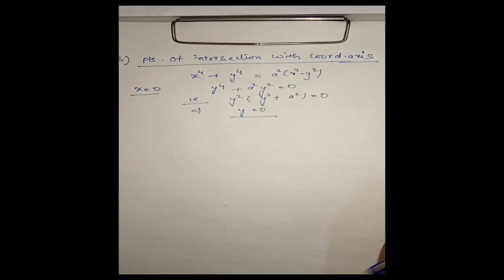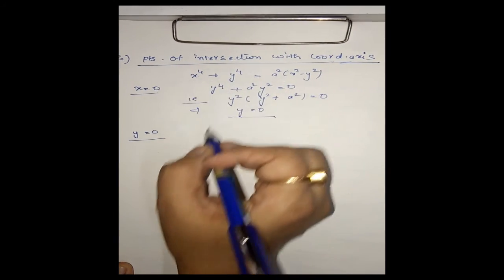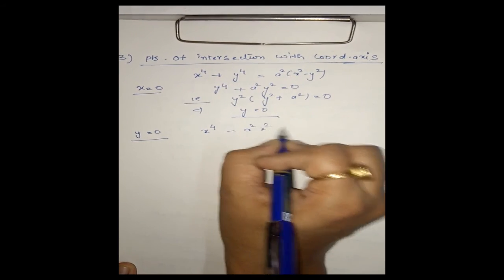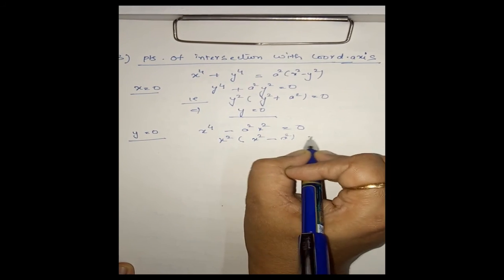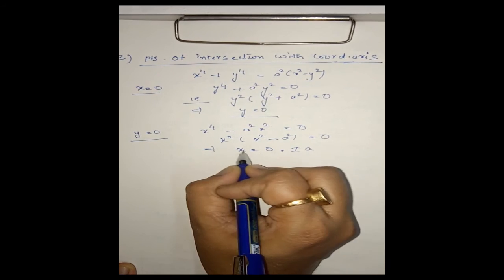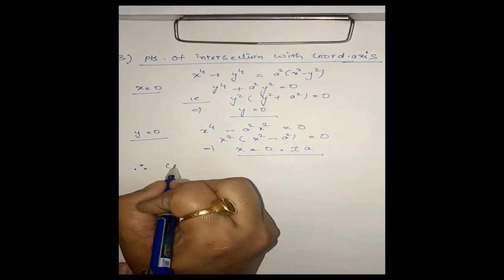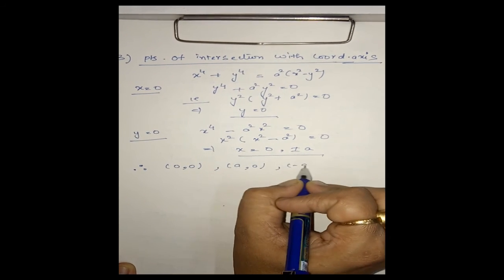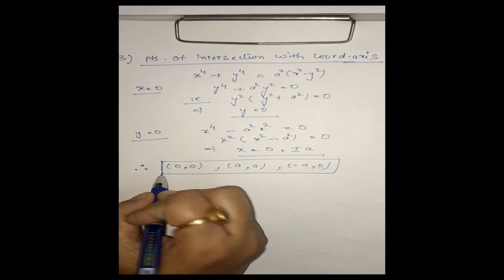Okay. Now on taking y to be 0, in this equation we have x power 4 minus a square x square is equal to 0. That is x square into x square minus a square is equal to 0. This will give us x is equal to 0 and plus minus a. Therefore, points of intersection with coordinate axis are (0, 0), (a, 0) and (minus a, 0).